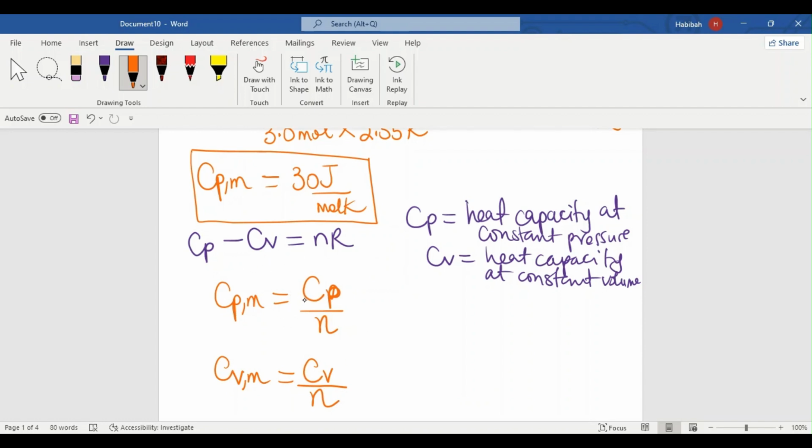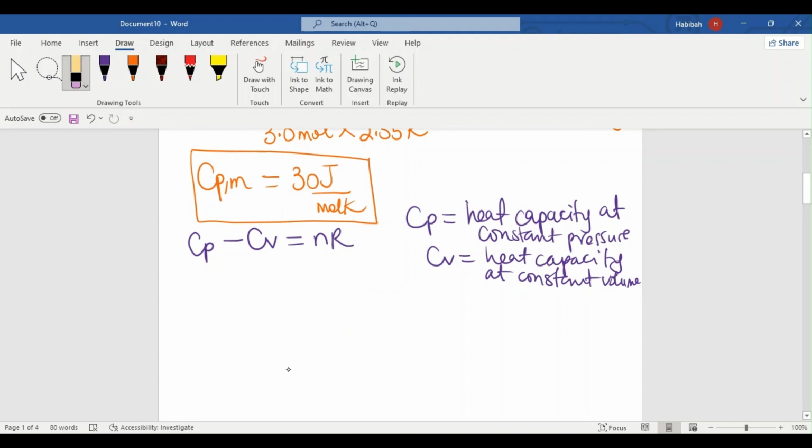So note that to go from heat capacity to molar heat capacity, you have to divide by the number of moles. If you're given molar heat capacity and you're trying to go to heat capacity, you're just going to multiply by the number of moles. So this is just simple math. Now let me erase this and continue our work.